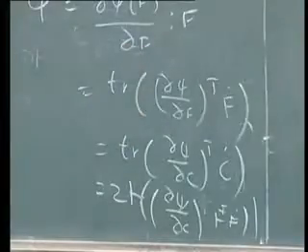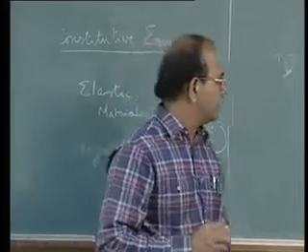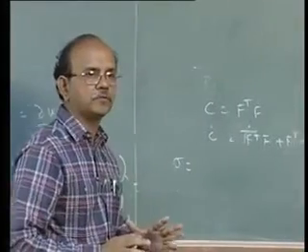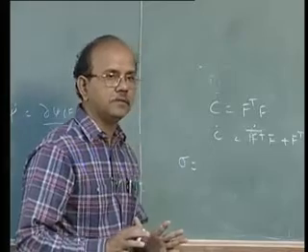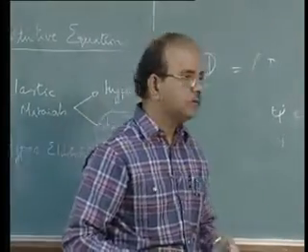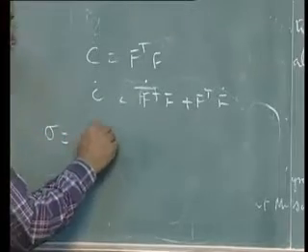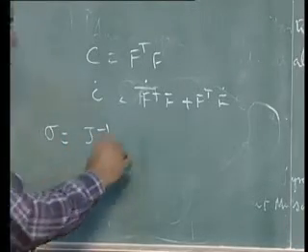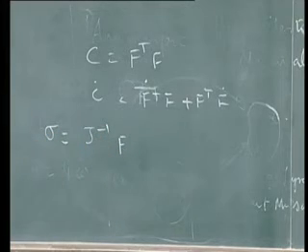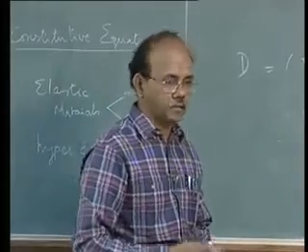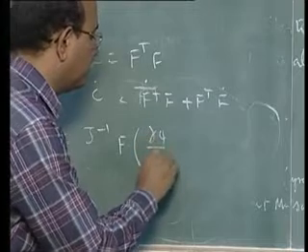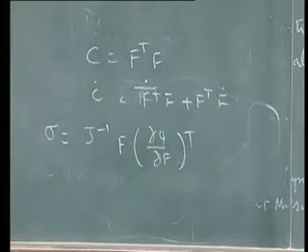Now noting the relationship between P and sigma, I can write down sigma in terms of P: J inverse F P transpose, right? Just go and have a look. Dou psi by, in other words, dou psi by dou F transpose.